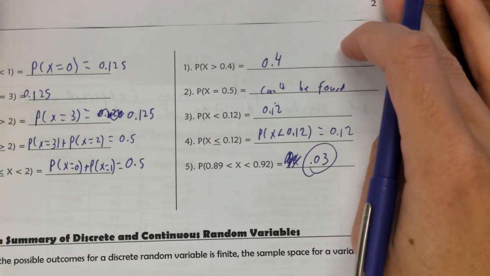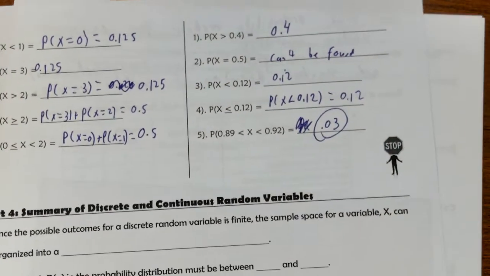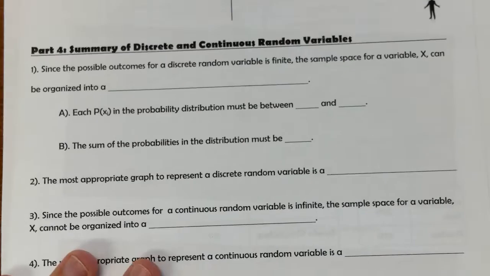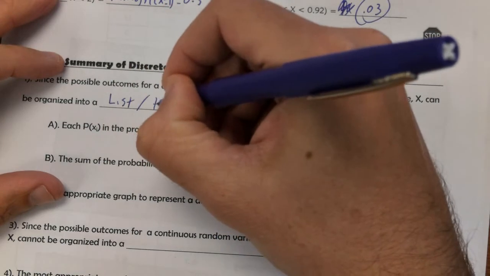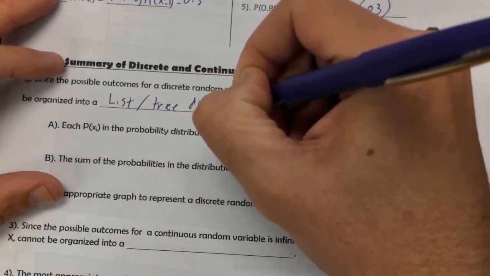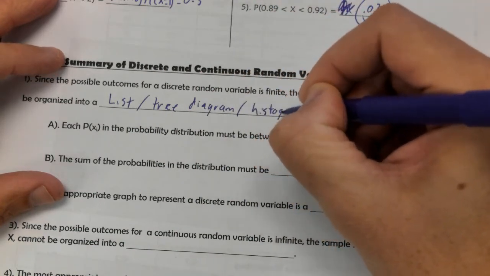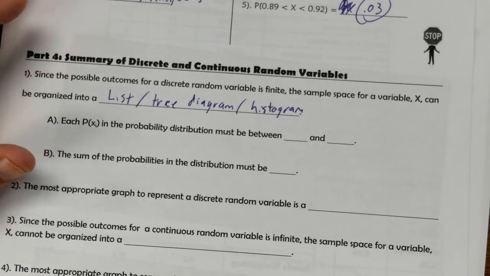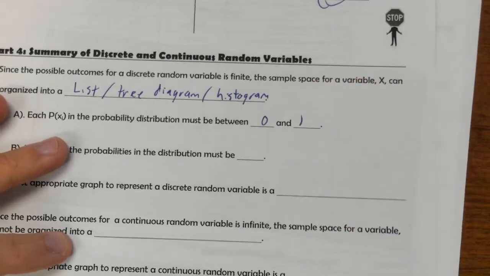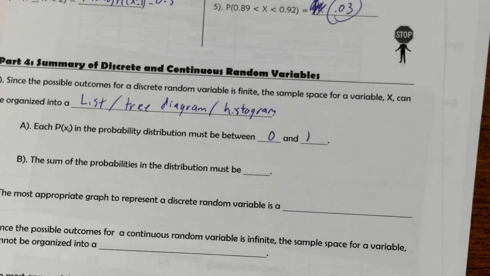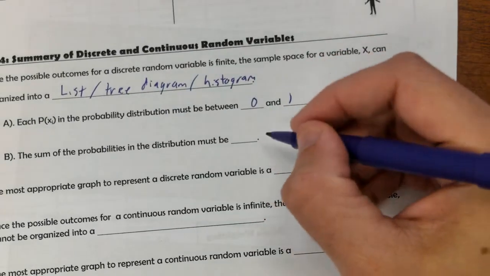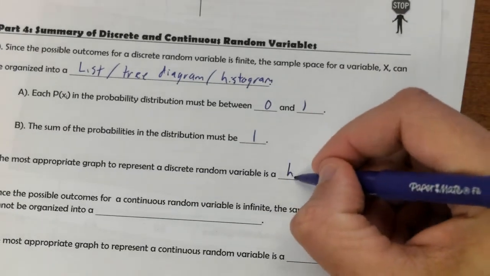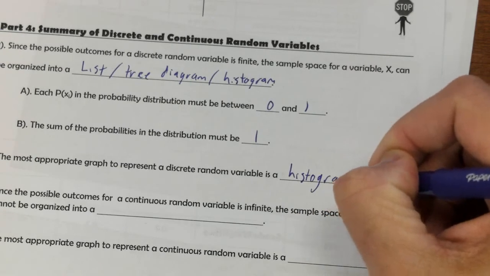Now, to summarize what we just talked about: since the possible outcomes for a discrete random variable are finite, the sample space for variable x can be organized into a histogram, a list, or a tree diagram. The probability of any value must be between 0 and 1, right? There can't be less than a 0% chance of something occurring, or more than a 100% chance. And the sum of all of these probabilities, because it's a probability model, must equal 1. Oftentimes, since we can, we will organize that into a histogram.